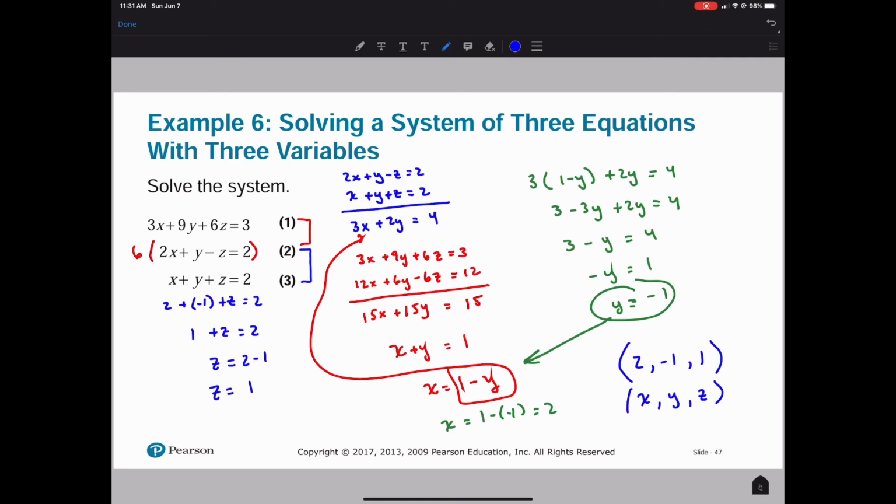All right? Make sure you follow these steps. So you use the elimination method. You have to use the elimination method twice. Then you can use the substitution method or the elimination method, however you want to do it. Substitution usually works a little bit better.